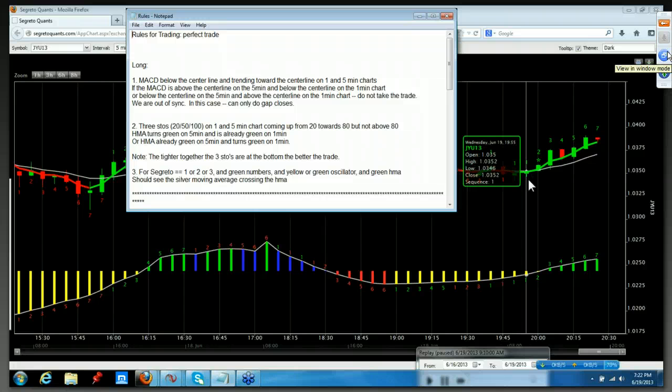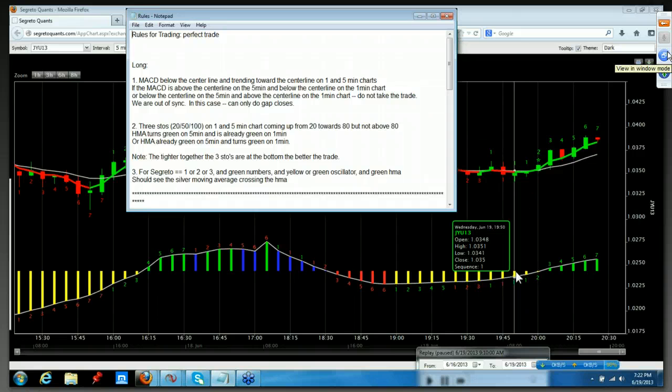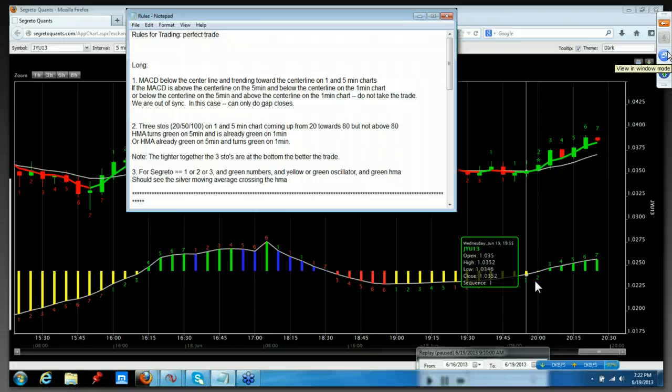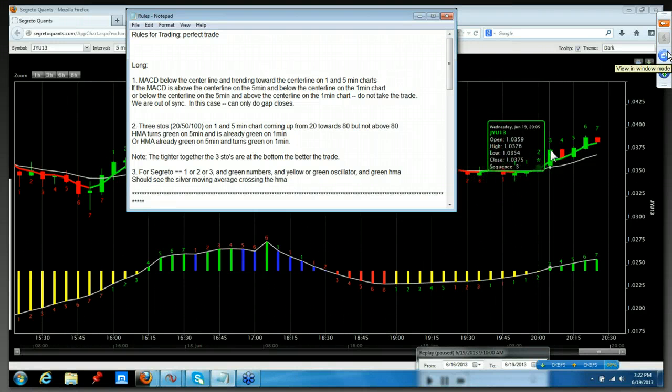It's getting close to the HMA. Right here, it's basically crossing. 2, it's definitely crossing. And these are yellow. So that's what you're wanting for long. You're looking for green numbers and a yellow oscillator or a green oscillator. And you can enter on 1, 2, or 3.